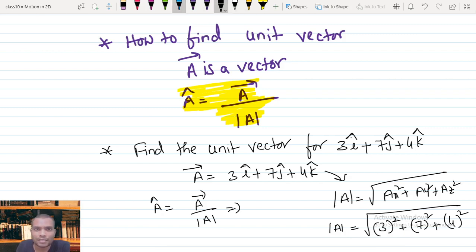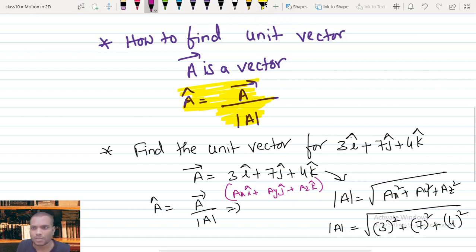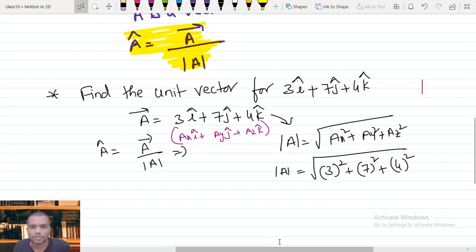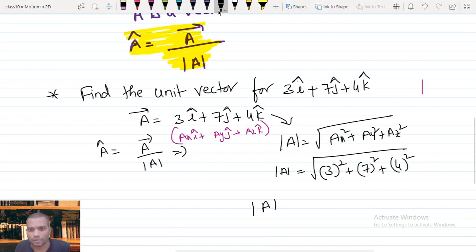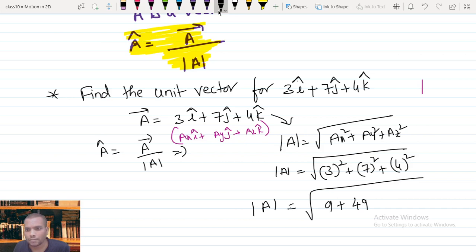So just compare the given vector with the standard vector notation, that is ax i cap plus ay j cap plus az k cap. Always remember the standard vector notation. Whichever vector is given, we need to compare it with the standard vector notation, then we can get the corresponding components. So now we can simplify that. The modulus of A equals under root of 3 square, which is 9, and 7 square, which is 49, and 4 square, which is 16. If we add these together, 49 plus 16 plus 9, it is 74.